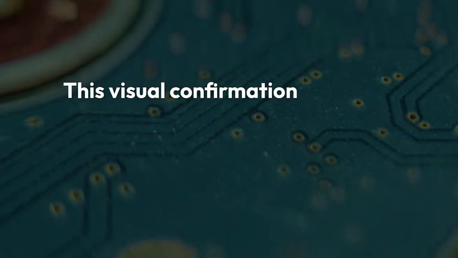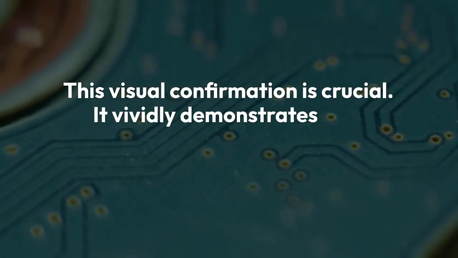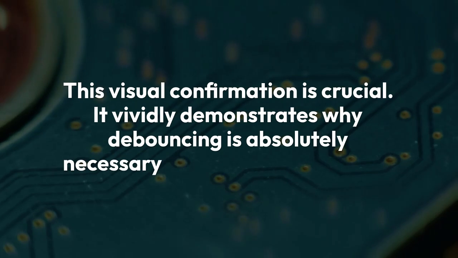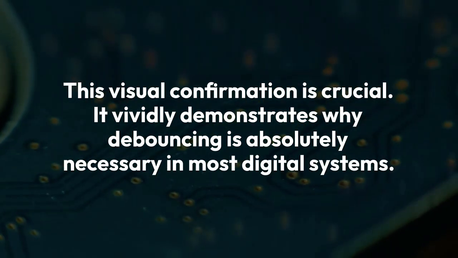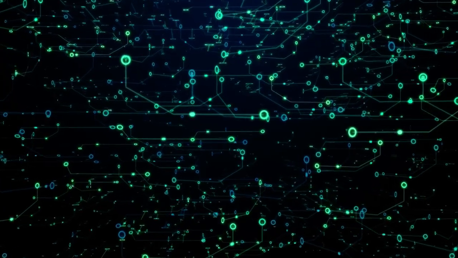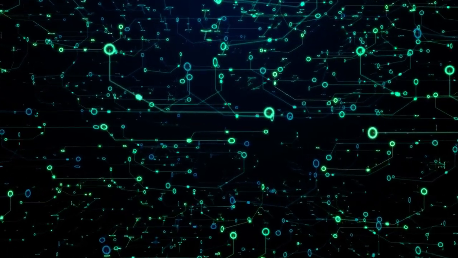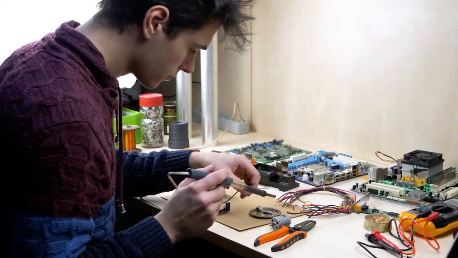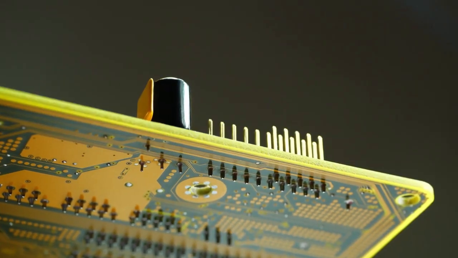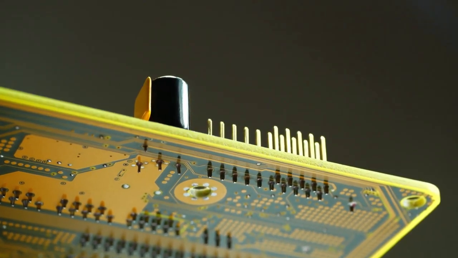This visual confirmation is crucial. It vividly demonstrates why debouncing is absolutely necessary in most digital systems. Without debouncing, a single button press could increment a counter multiple times, toggle a state unexpectedly, or trigger an interrupt too often, leading to unreliable system behavior.